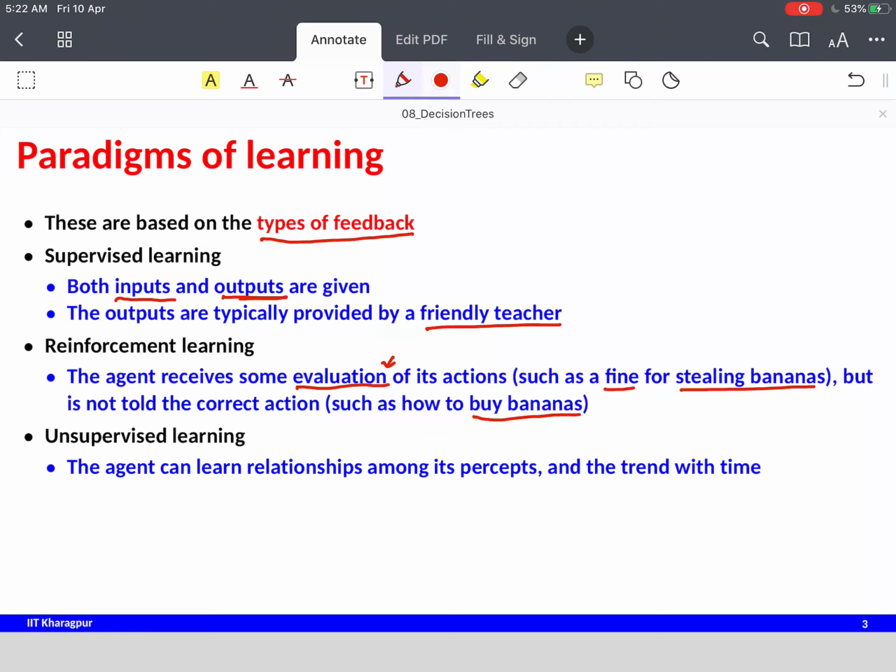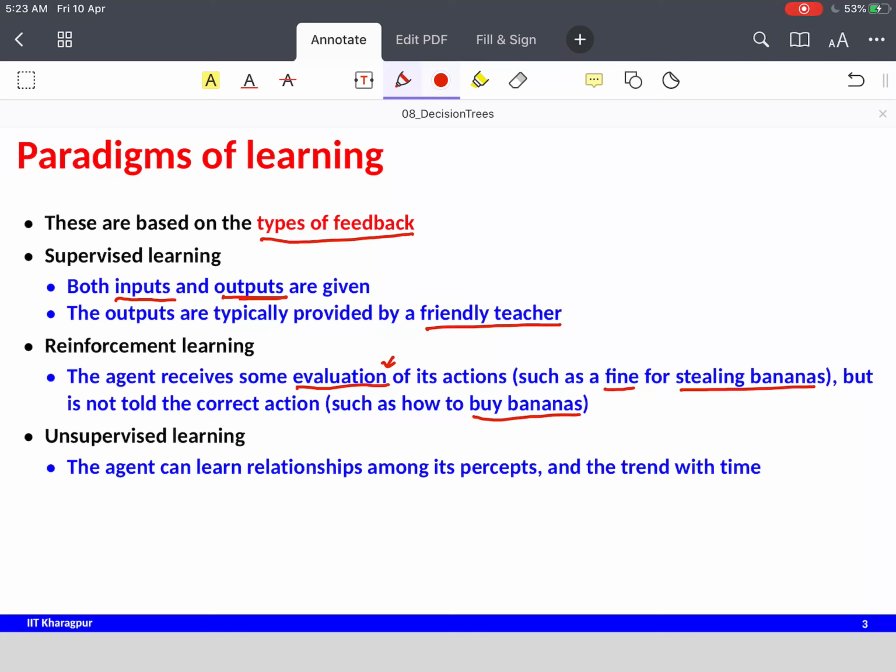We'll elaborate a little bit more in later slides. The other form of learning is when we do not have any feedback. We call it unsupervised learning. The agent learns the relationship among its percepts and the trend with time. So, given a set of observations where we do not have any idea, but we would like to classify those observation points, maybe we can proceed for clustering.